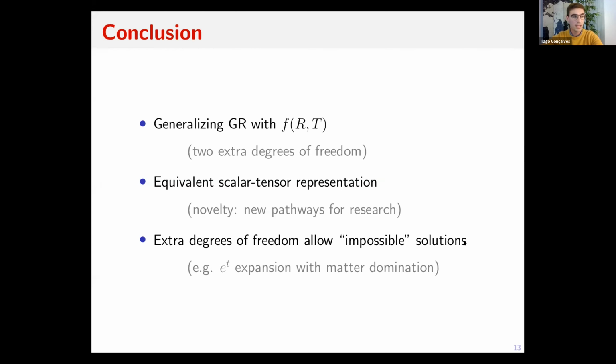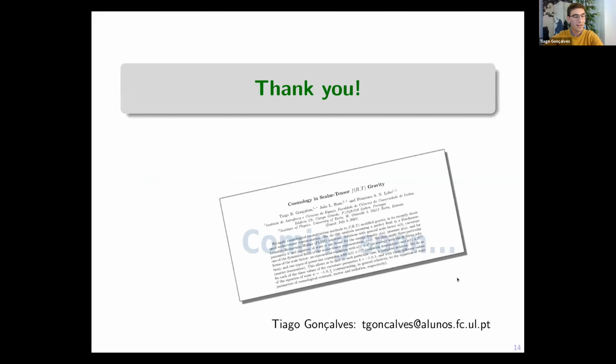And we find that, as perhaps one could expect, given that we have the extra degrees of freedom, we can explain, for example, an exponential expansion with a matter-dominated universe. With this, I conclude, and I thank you once again. Hopefully you'll be able to find more details when the paper comes out, but I'll be happy to answer any immediate questions you may have. Thank you very much.